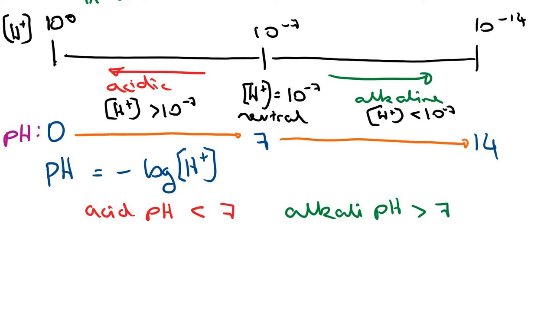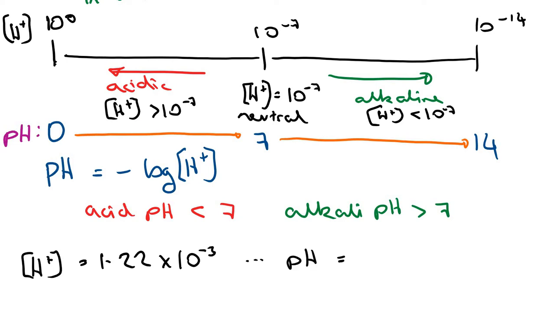So, for example, if my solution had a hydrogen ion concentration of, let's say, H plus concentration was equal to 1.22 by 10 to the minus 3 moles per decimeter cubed, if I plug that into my calculator, I'm going to get a pH equal to 2.91.